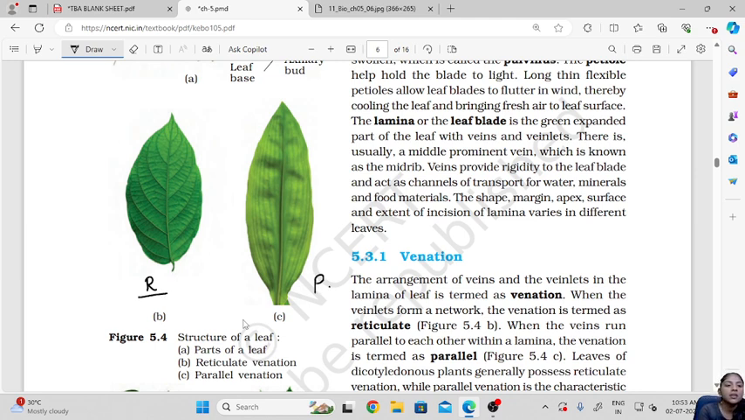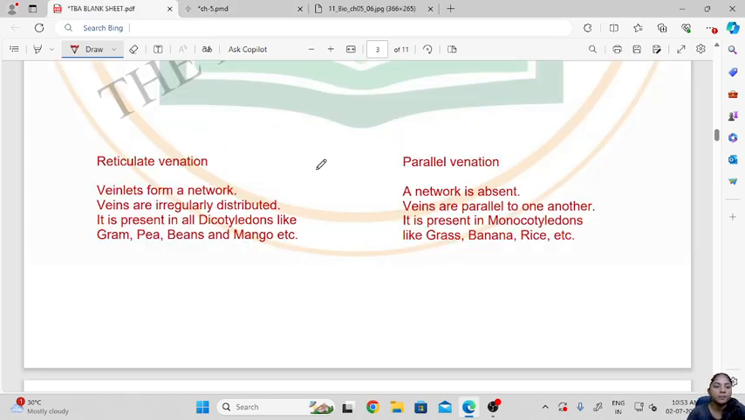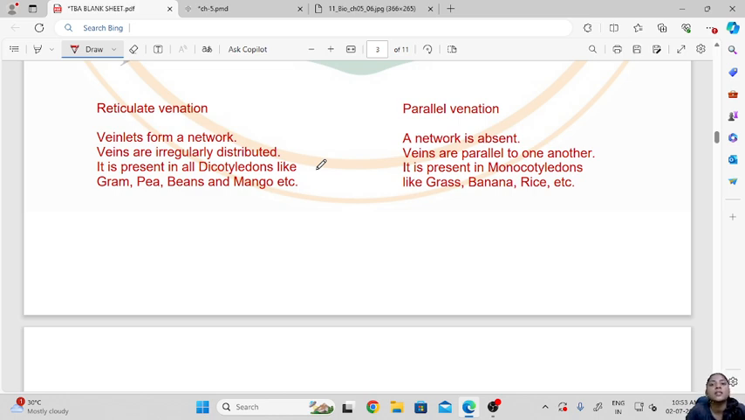As we can see here in this leaf, the veins are arranged like a network of veins and veinlets, as we can see over here. Whereas in these leaves all the veins are arranged parallel to each other. So as we can see here, all the veins are arranged parallel to each other. That is why this is called the parallel venation. So let us see the difference between reticulate and parallel venation.